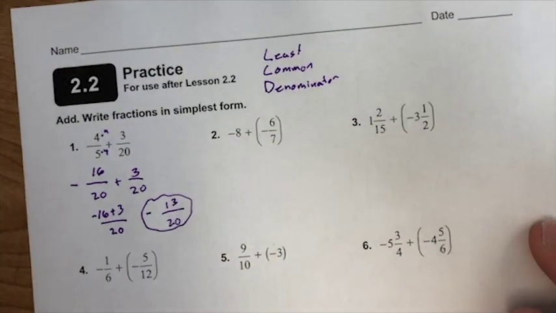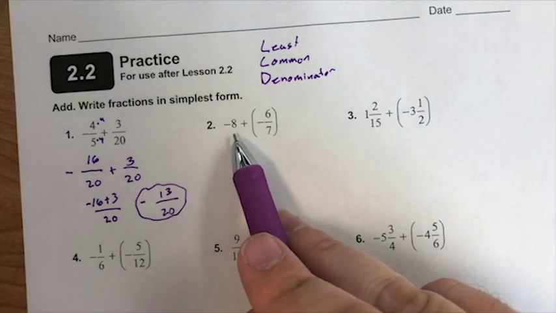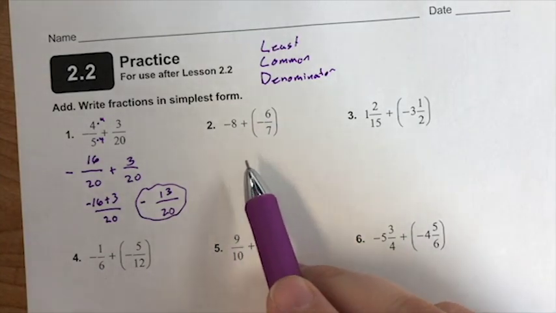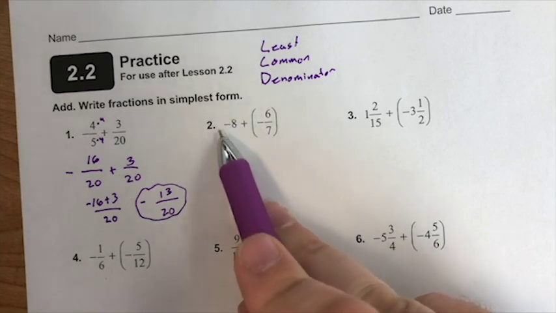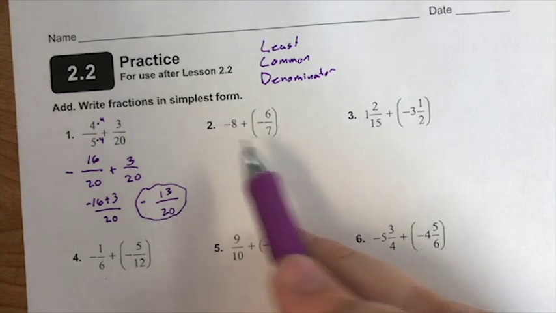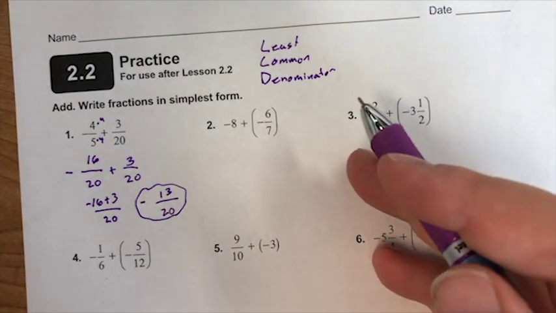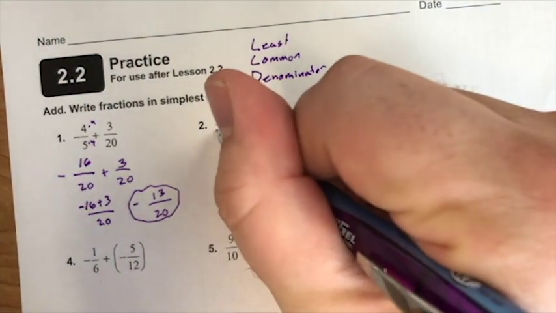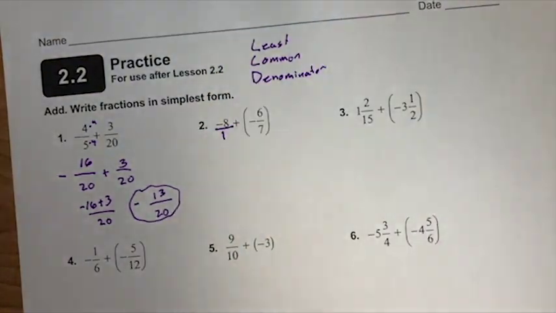All right, let's do number 2 together. I have negative 8 plus negative 6/7. Right off the bat, we know that negative 8 is an integer, not a fraction, but how can we turn it into a fraction? We can turn any number into a fraction by simply writing it over 1. So negative 8 is negative 8 over 1.